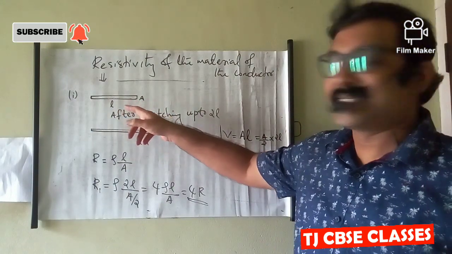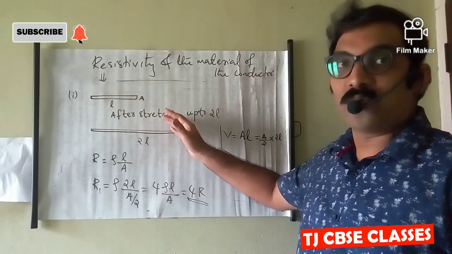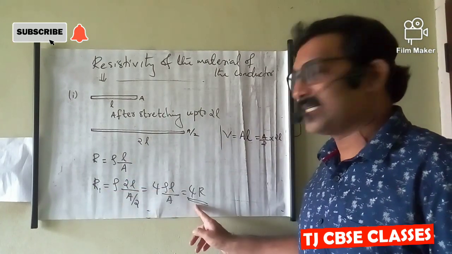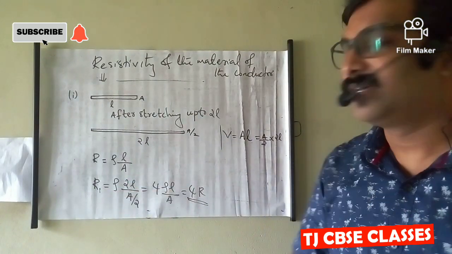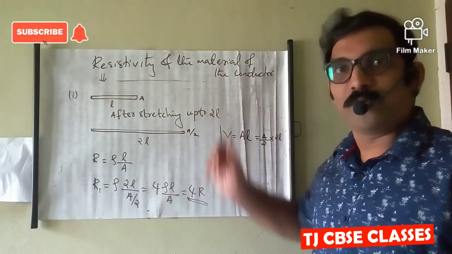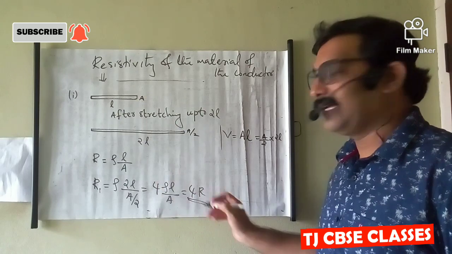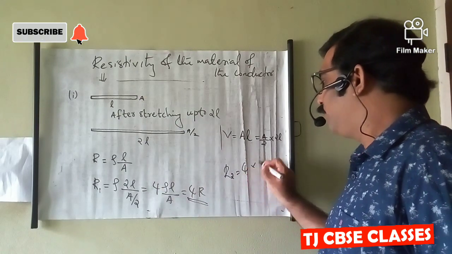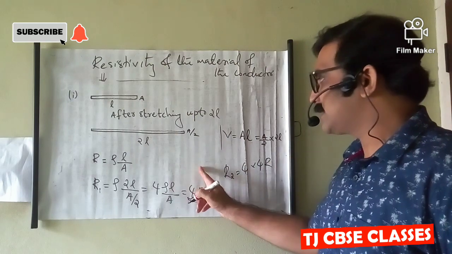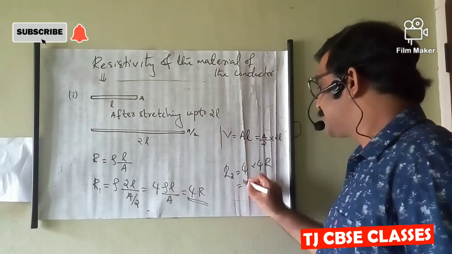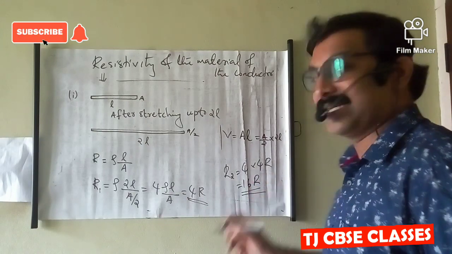When a resistance wire is stretched to twice the length, what happens to the resistance? Resistance becomes 4 times. If the stretching is repeated once more, then R2 will be 4 into 4R. If the same process is repeated once more, then 16R is the new resistance.